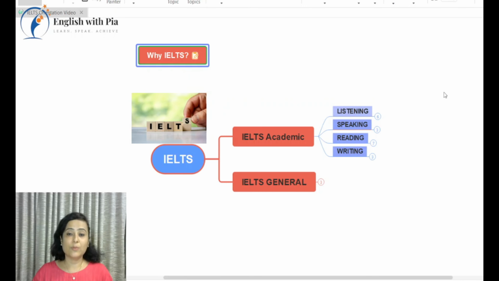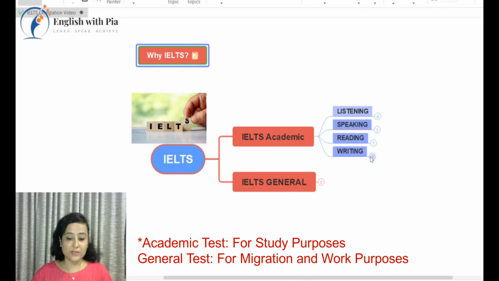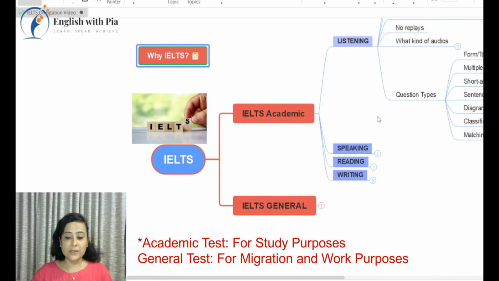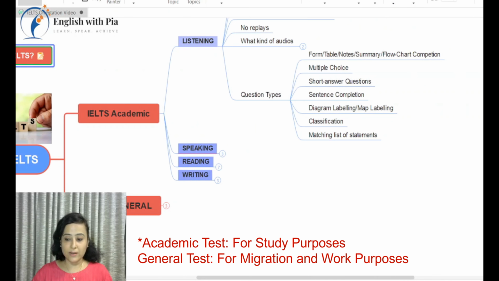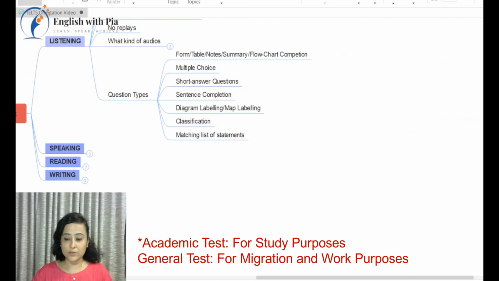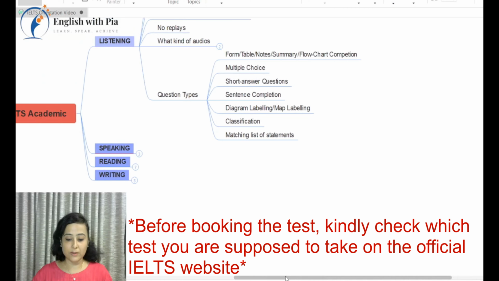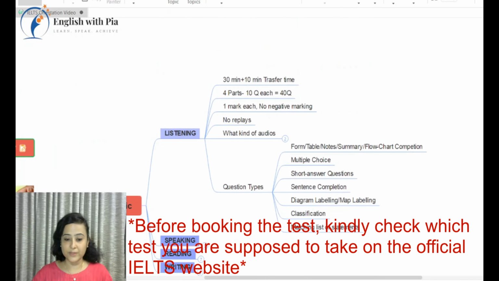IELTS is graded on a scale of band 1 to band 9, where 1 is the lowest band that you will get, and 9 is the highest band that you can get in your IELTS exam. Basically, it is a test of your English language proficiency. In IELTS Academic, these will be the 4 modules: listening, speaking, reading, and writing. Let's see listening in detail, and I'll just adjust my screen so that you can see it better.